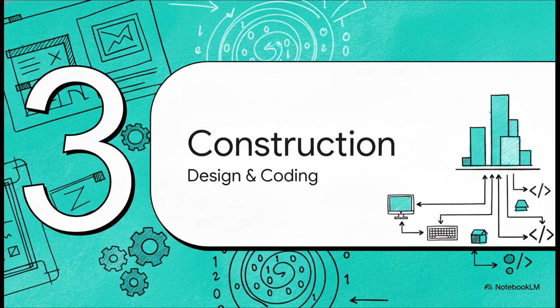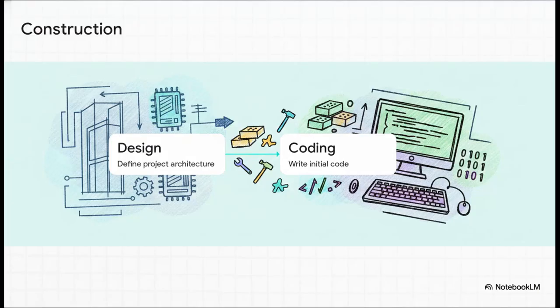Next up, Section 3, Construction, Design, and Coding. Now that we've gathered all our data and requirements, how do we actually visualize the build? Well, Phase 3 is design. This is where we define the project architecture. It's a lot like drawing up detailed blueprints for a house, and that blueprint totally dictates the bricks you'll use. Defining the architecture enables the developers to immediately jump into Phase 4, which is coding.